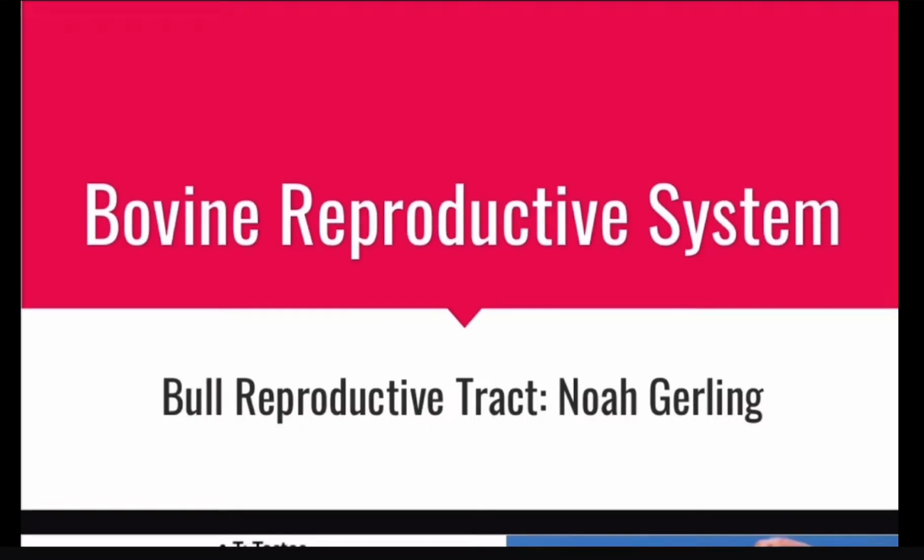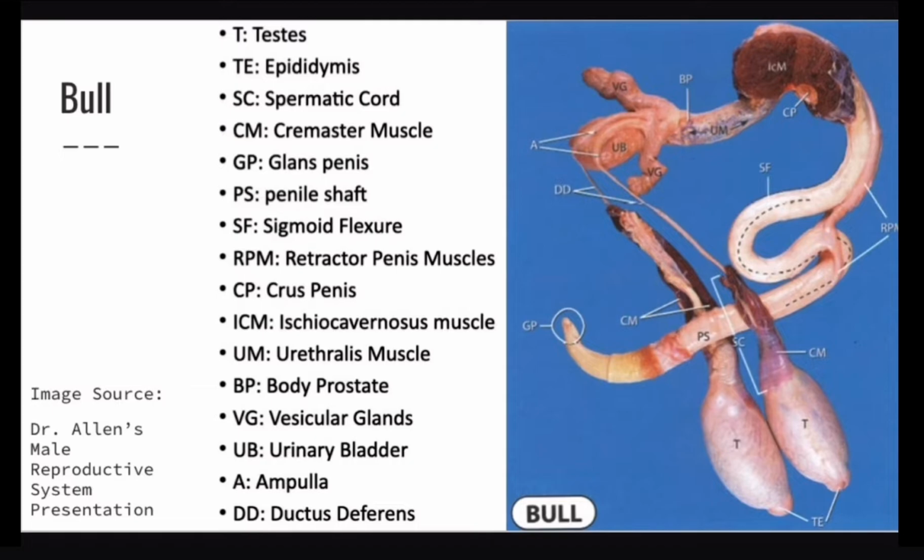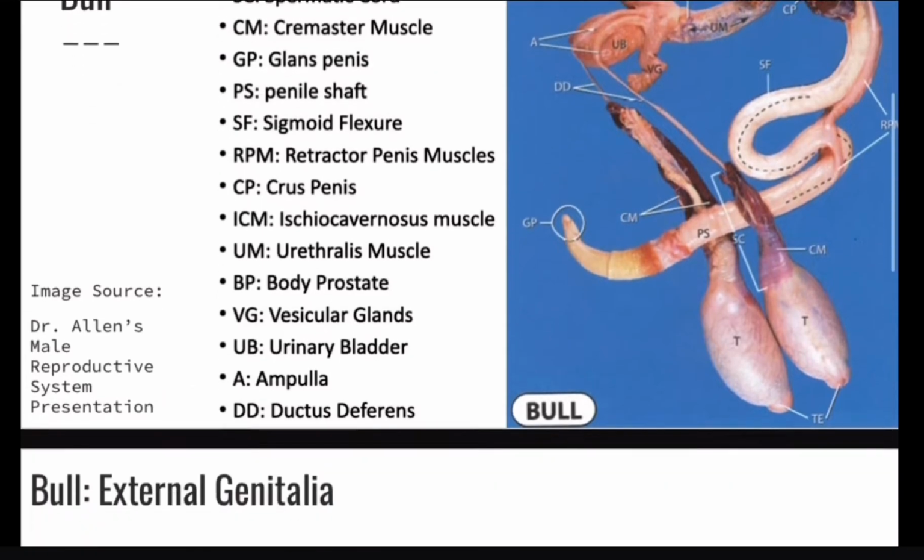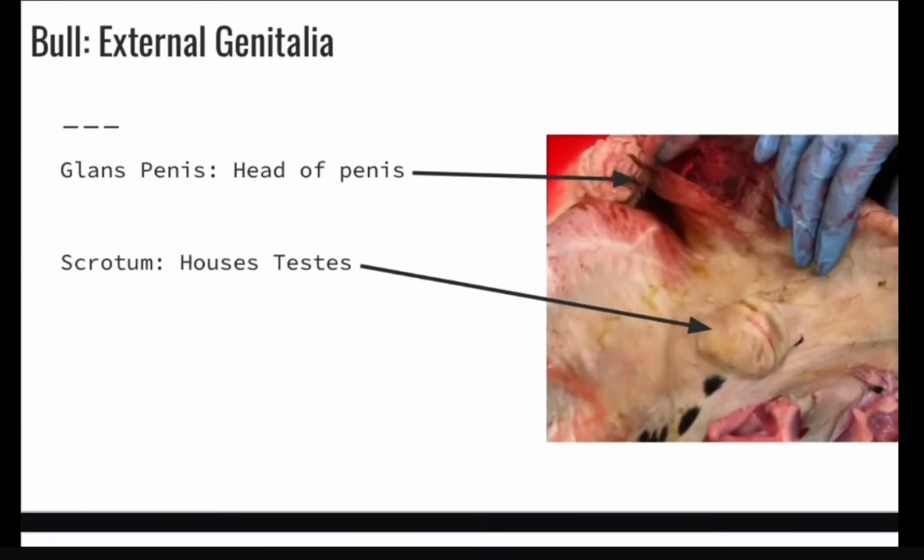Reproductive system. Bulls have a fibroelastic penis with a sigmoid flexure, giving it an S shape when flaccid. The glans penis and the urethral process form the head of the penis. This is where the ejaculation occurs.